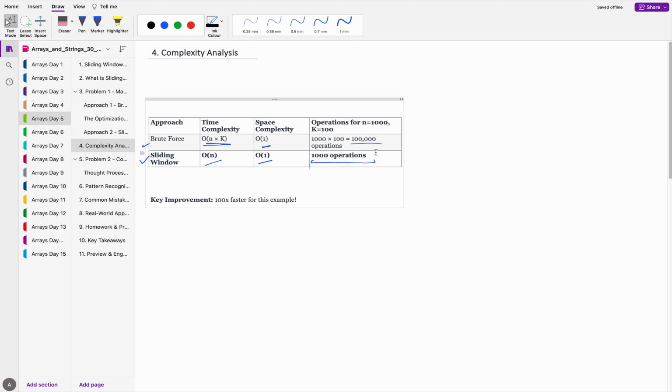Correct. So that's how it is getting optimized. That's how it is making it faster. So 100 times faster for this example, you can say. So this is how the sliding window impacts the solution. I hope this is clear to you. Some magic is happening and you can just feel it, right?